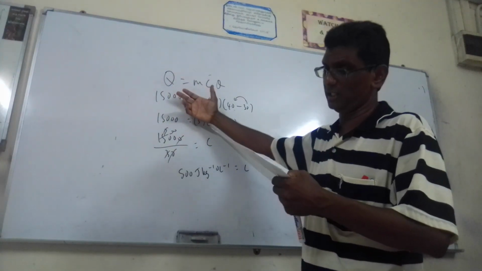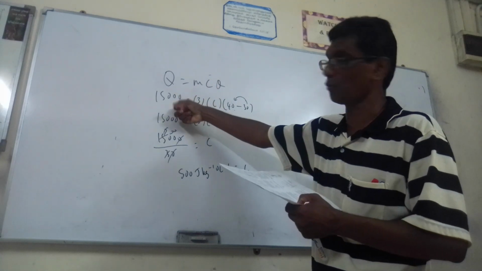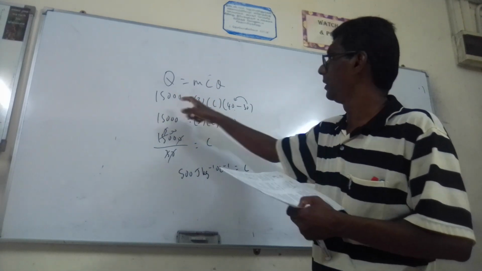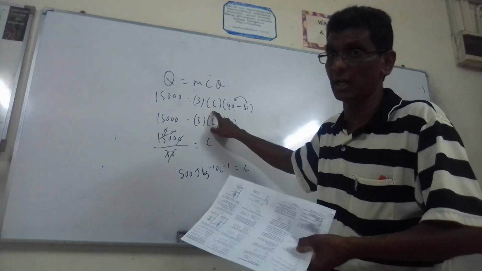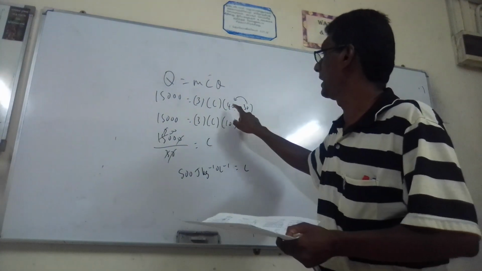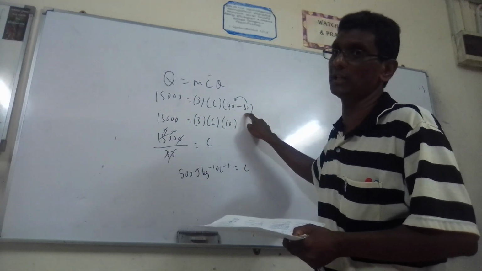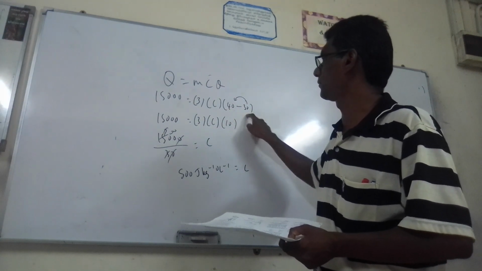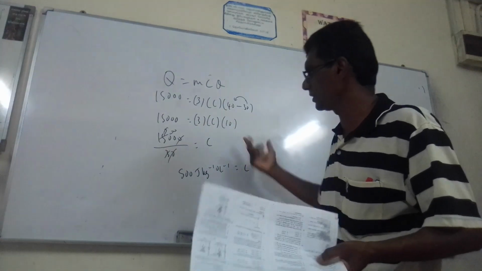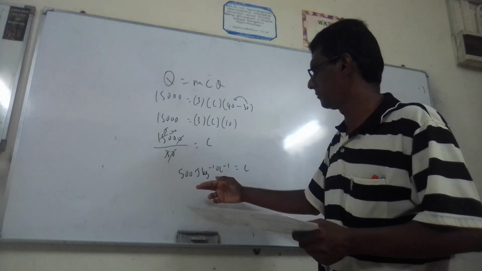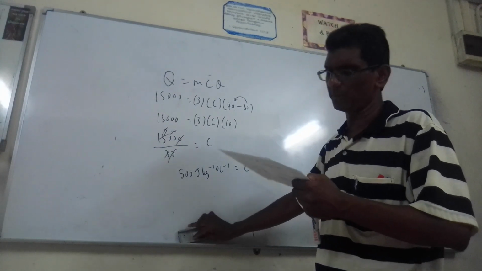The heat energy supplied is 15,000 joule, the quantity of heat. Mass is 3 kg. C is the specific heat capacity they want us to find out. The rise in temperature is 40 minus 30, so that is 10. So 3 times 10 is 30, and 15,000 divided by 30 is 500 joule per kilogram per degree Celsius.